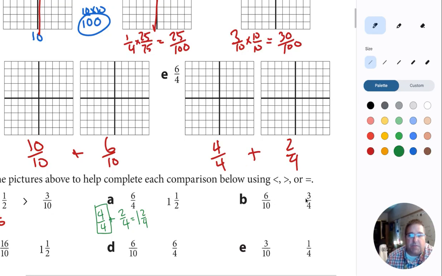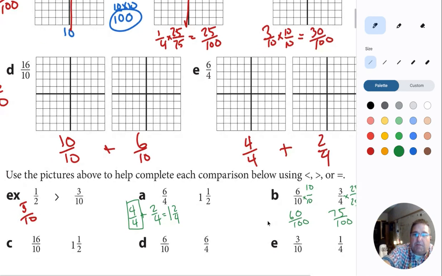6/10 versus 3/4. One thing we could do is, if we're using these grids, that 6/10, you can think about this however you want. If we think about money, as we've been talking about in class, if I have 6 dimes, we could multiply both these by 10. So we could think about this as 60 over 100. And then if I have 3/4, we could multiply both these by 25. So we get 75 over 100. So 60 cents versus 75 cents. Kind of go from there, right?